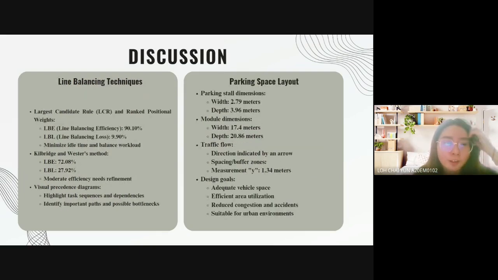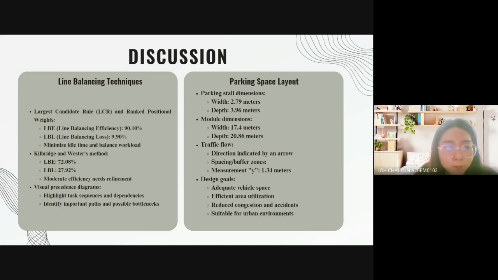Next, for the line balancing technique, with the LCR and rank positional weight method, the line balancing efficiency is 90.1% and the line balancing loss is 9.9%. This minimizes idle time and balances the workload. For the Kilbridge and Wester method, the line balancing efficiency is 72.08% and the line balancing loss is 27.92%. This moderate efficiency needs refinement.